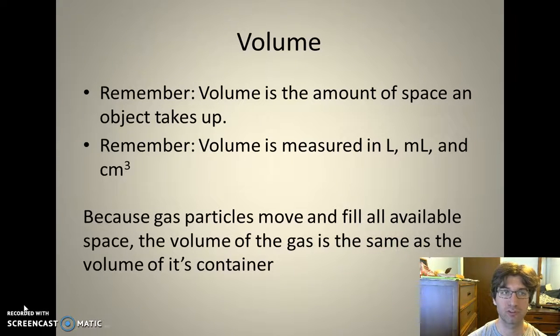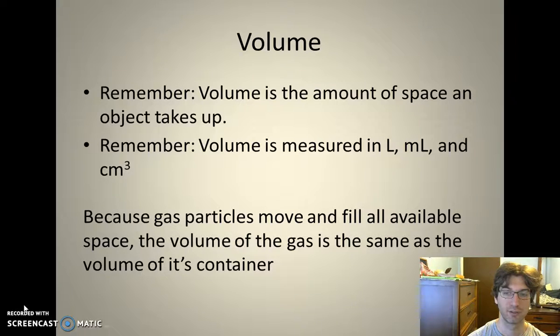Our first one we're going to look at is volume. Just as a reminder, volume is the amount of space an object takes up. It is measured in milliliters or cubic centimeters, depending on whether you're a solid or a gas. So keep in mind we're probably going to be doing milliliters here because we're a gas right now. Gases do not have a definite volume, so they're going to fill whatever space you allow them to fill. Whatever container you put them in, that's the volume of the gas. So the volume of the container is the same as the volume of the gas.